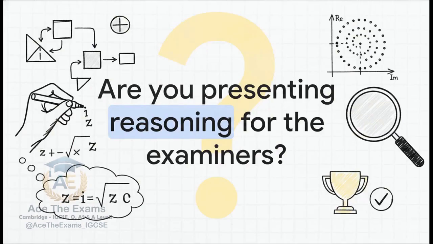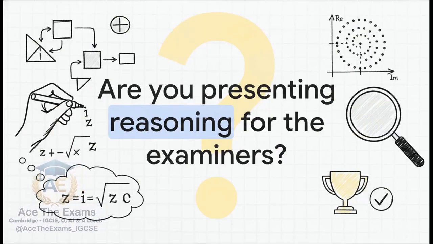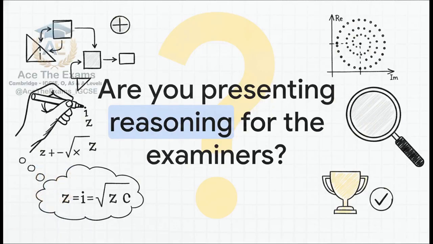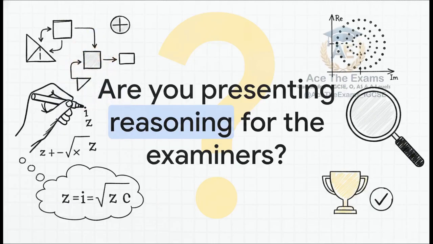So I'll leave you with this final, provocative thought to really chew on the next time you sit down with a past paper. Are you just solving the math, or are you presenting your reasoning exactly how Cambridge examiners want to see it? Mastering the addition, subtraction, multiplication, and division of complex numbers isn't just about the final calculation. It requires a complete shift in your mindset. Strategically present your methodology, embrace the systematic framework, and you will completely transform your results.